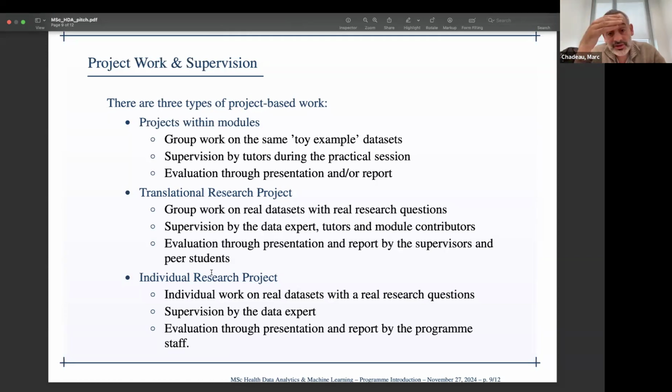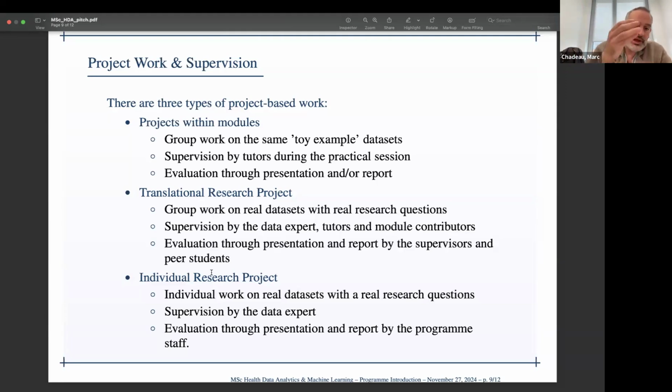Then you've got the translational research project, which I just alluded to, which is, again, group work using real data with a real and unexplored research question. You have a data expert, some tutors and module contributors that will supervise you and drive you through the process of that research development. And that will be, again, evaluated through a report and an oral presentation.